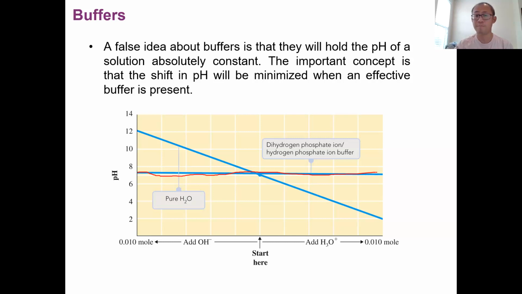Still, at acid the pH is going to decrease, at base the pH is going to increase. But you can see that compared to the change of water pH, the buffer pH change is very flat, very minimal. That is the function of buffer.